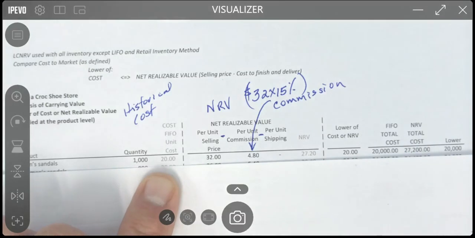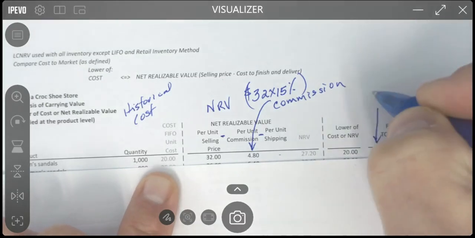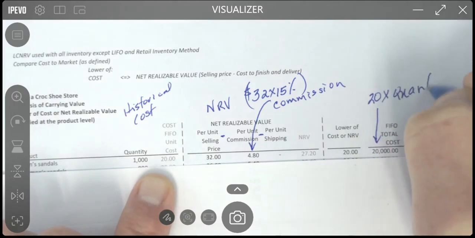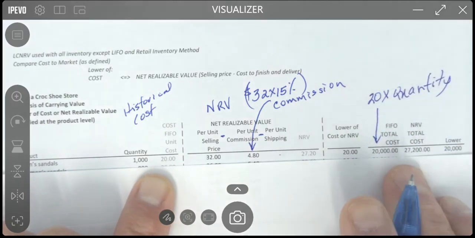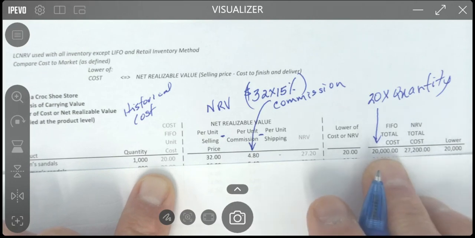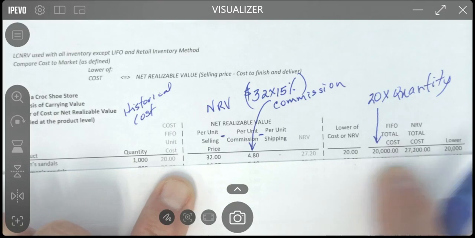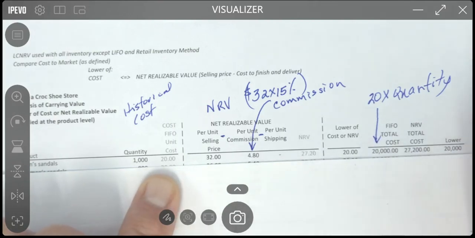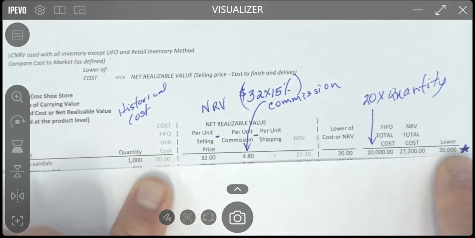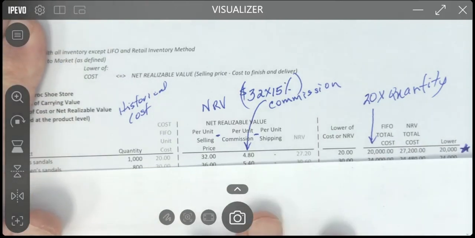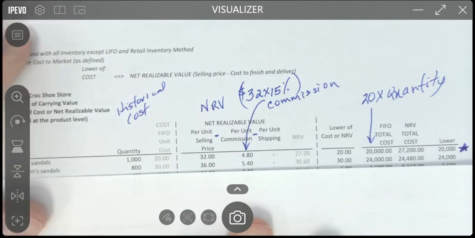And that total FIFO cost is the lower of cost or net realizable value times quantity. 20,000. That's the FIFO cost. The net realizable value total cost is 27.20 times 1,000, and we will take the lower of cost or net realizable value, and that will be the carrying value of the men's sandals in ending inventory. Same process with women's sandals.